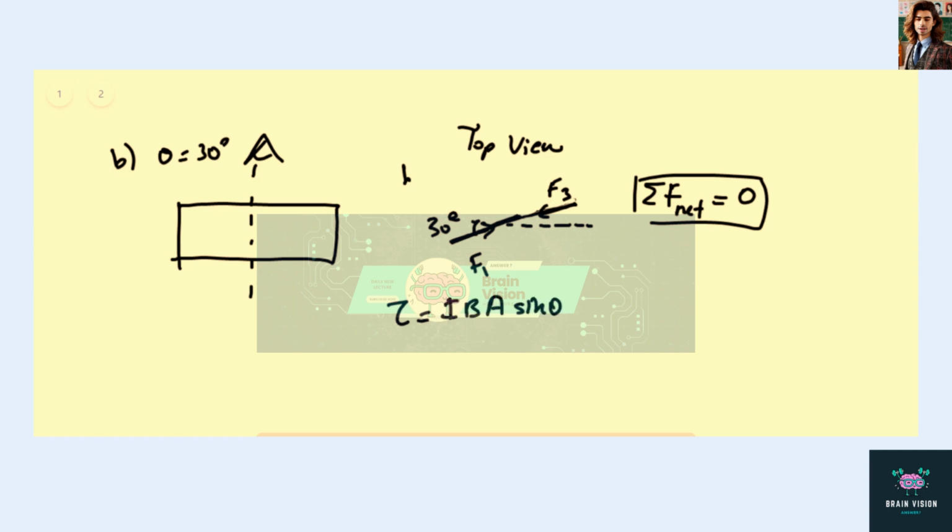Now, from the top view, I think it's easier to understand. Again, we're looking at the direction of the normal of the area with respect to the direction of the magnetic field. From the top view, the direction of the magnetic field would be up, correct? It would look something like this. This is the direction of the magnetic field. Now, the direction of the area vector would be something like this. So what is the angle between the two?